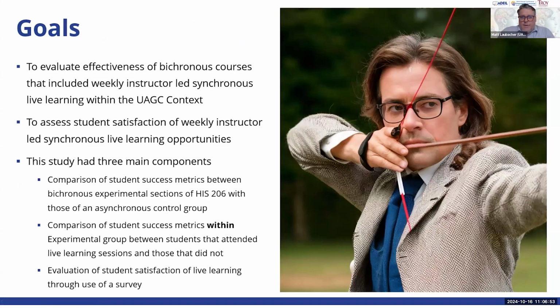The central goal of this study was to evaluate bichronous learning within the UAGC context with regard to student performance and internal performance metrics, as well as to evaluate student satisfaction with these opportunities. To do so, we sought to develop a three-pronged study that compared student success metrics between bichronous sections, that is, those that incorporated a weekly meeting, lecture, seminar, whatever you want to call it, with those of asynchronous courses; compared student success metrics within bichronous courses between students that had attended live learning sessions and those that had not; and evaluated student satisfaction of weekly live learning sessions.